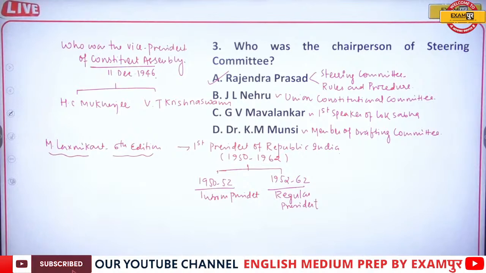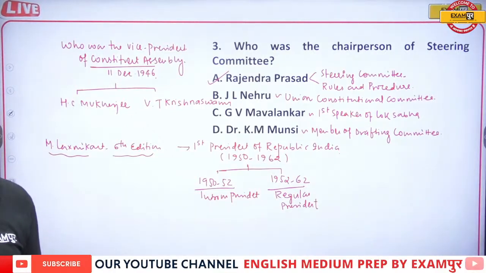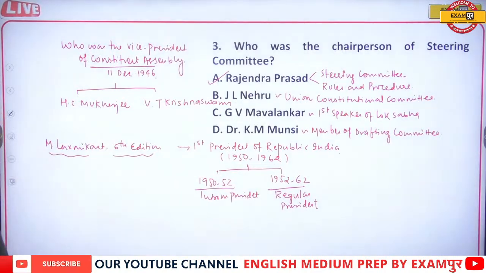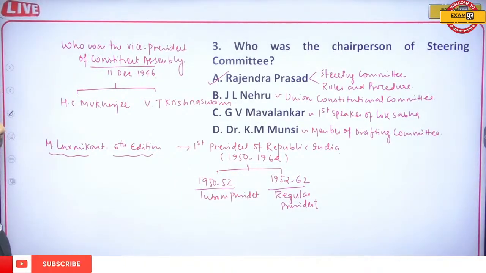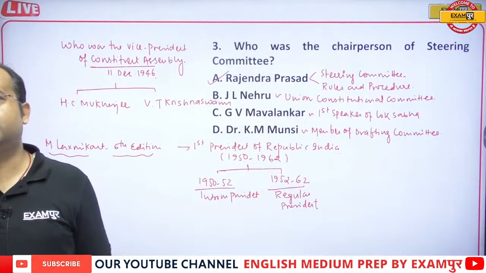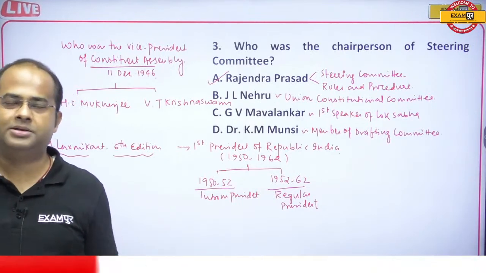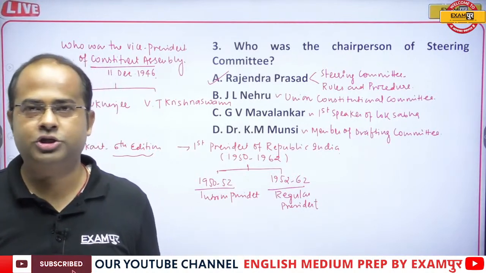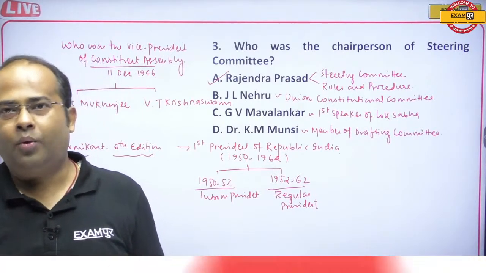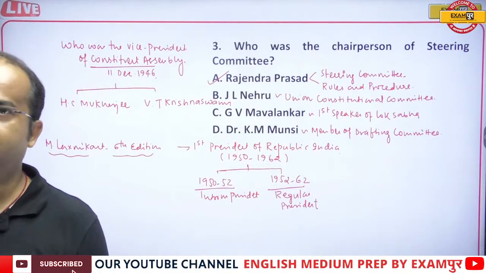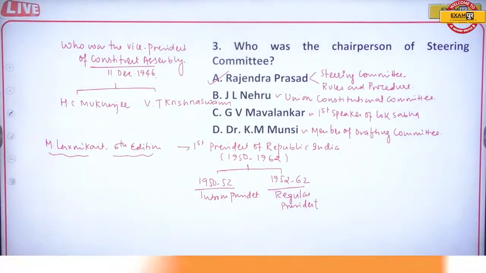Clear to all of you, so that you can note both the names, H.C. Mukherjee and V.T. Krishna Swami. This is mentioned in the 6th edition, and I was also surprised while going through this, so then I read through other sources as well. Constituent Assembly was constituted on 9 December, in which Sachidanand Sinha became the president, and on 11 December, the Constituent Assembly chose the regular president, vice president and constitutional advisor. So please make a note of V.T. Krishna Swami also, that is mentioned in the 6th edition of Lakshmikant.